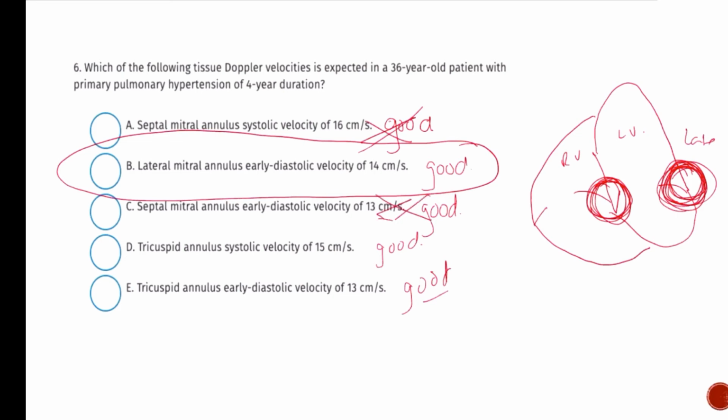Your tricuspid velocity, why would this be good in pulmonary hypertension, right? And why would this be good in pulmonary hypertension? So the only thing that makes sense clinically in isolated right-sided disease would be that the lateral wall of your lateral mitral annulus of your left ventricle would be preserved. Everything else is limited. Okay.